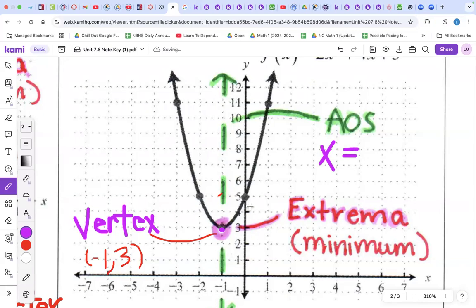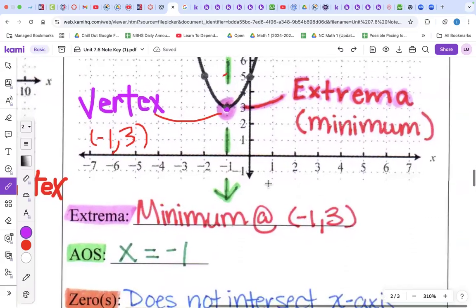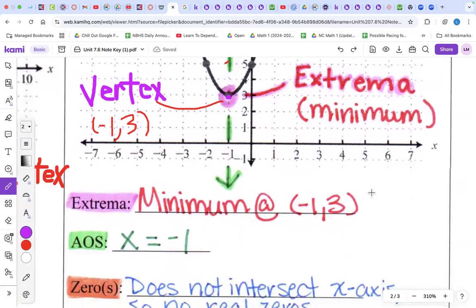X equals what? And remember, even if you don't look at this and you've already written down your vertex, you know it's going to be the first number of your vertex. You know it's going to be -1. But again, you don't have to write it there. Why? Because you can write it right down here. We have a minimum at -1, 3. Again, I need you to draw that line, and I need you to write that word vertex.